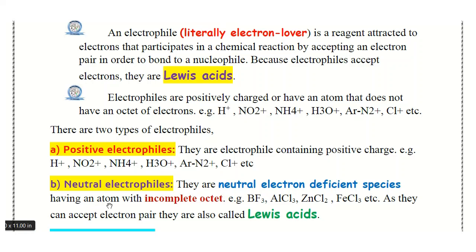But at the same time they have an atom with an incomplete octet, meaning they again require electrons to complete their octet. Examples are BF3, AlCl3, ZnCl2, FeCl2. So these are all examples of neutral electrophiles, as they again gain electrons in order to complete their octet. That's why they can also be termed Lewis acids, because they are also electrophiles.